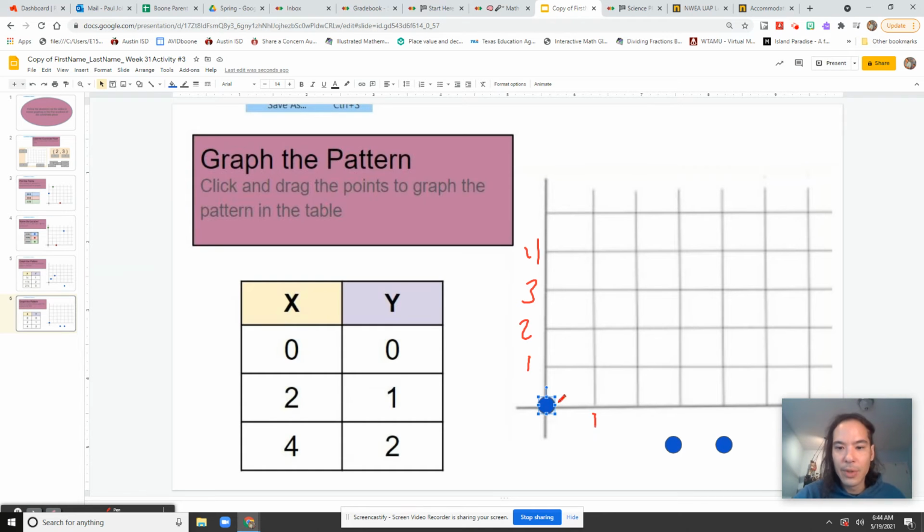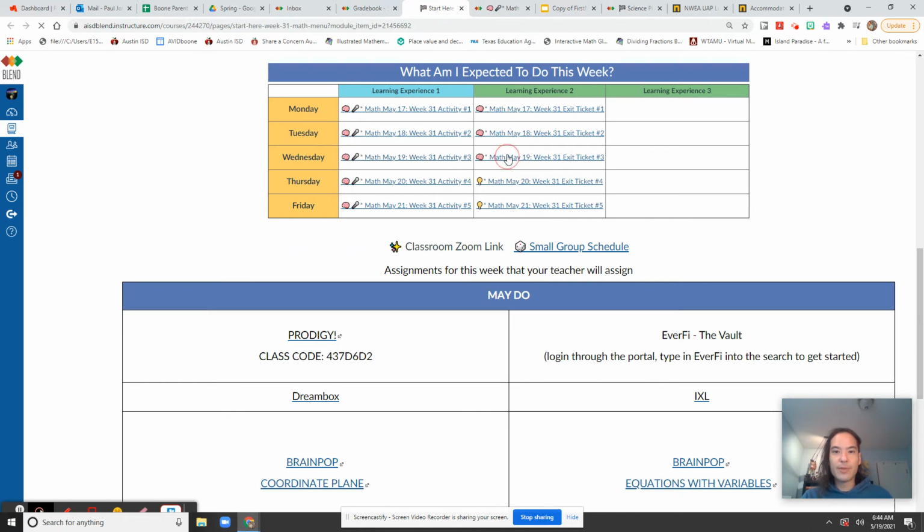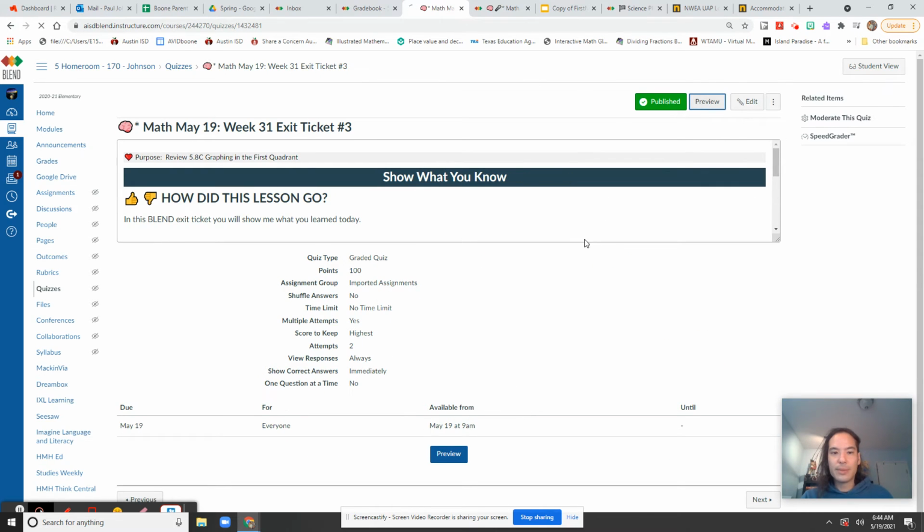So we would run 2, jump 1. And then on this last one, we would run 4 and jump 2. So put a point right there, put a point right there. You're good to go. And then finally, last thing for today's activity is your practice quiz. 2 questions using graphing.